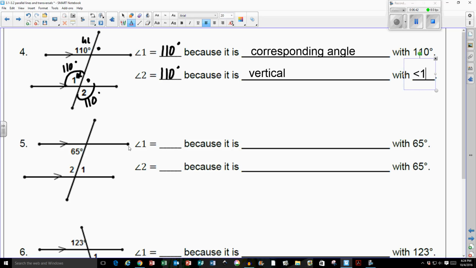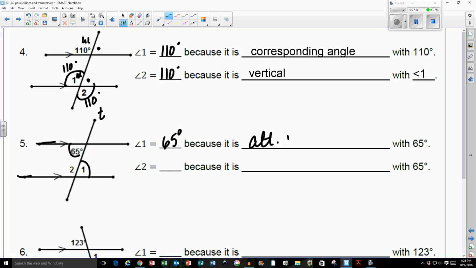All right, so now we go down here and we're going to look at these two. So remember a minute ago we talked about the two lines that were parallel. So we know this one is parallel with this one. So this is your transversal. So notice how this 65-degree angle and angle 1 are alternating. They're on opposite sides. So these are considered alternate interior. So angle 1 is also 65 degrees because it is an alternate interior angle with 65. So alternate interior.